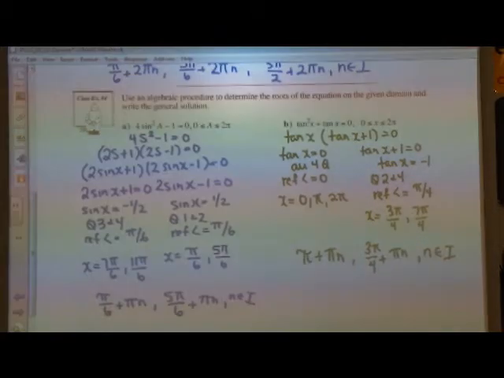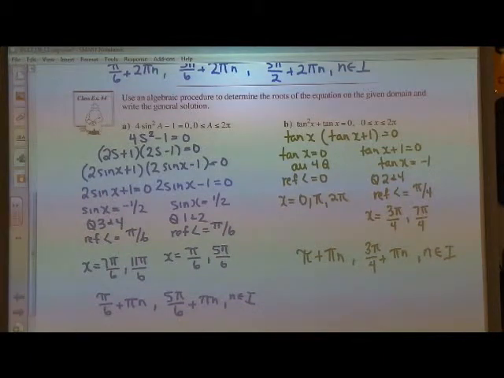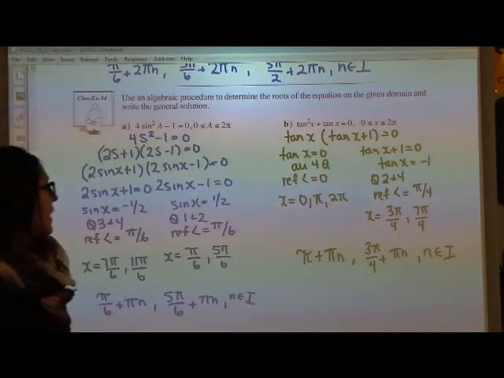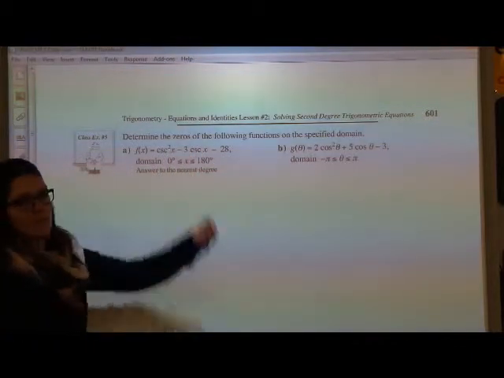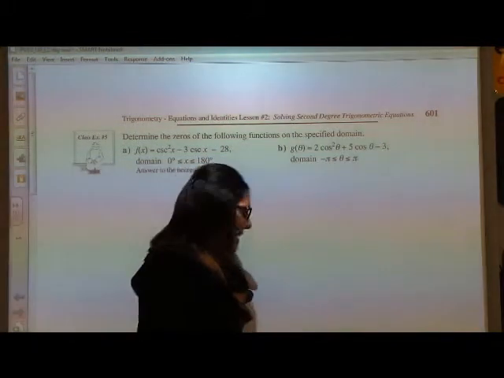Okay? The last two questions just change this from an equation to a function, which in a sense really means the same thing. We're going to let f of x equal 0 and we're going to solve. A is a little bit more complicated because we're dealing with a reciprocal trig function. But we're still going to start off treating it the same way.